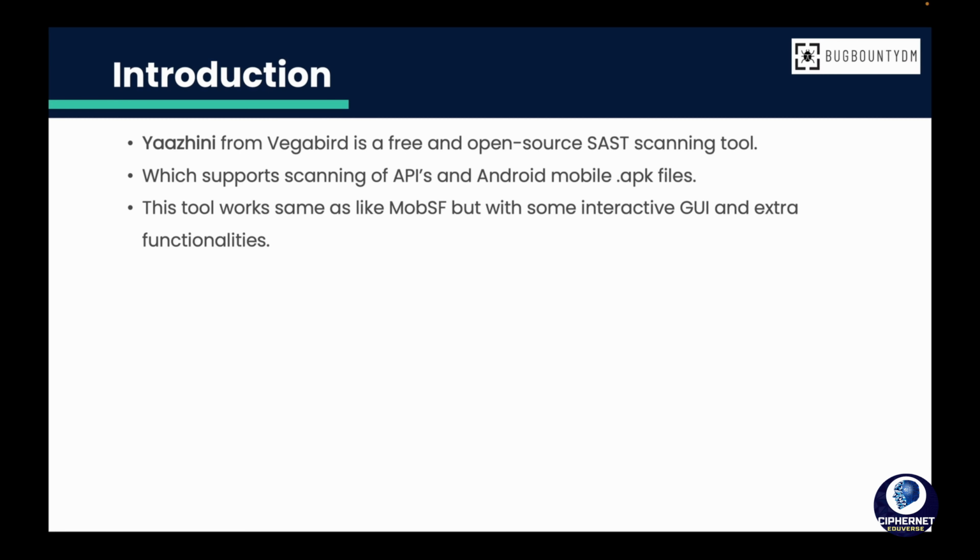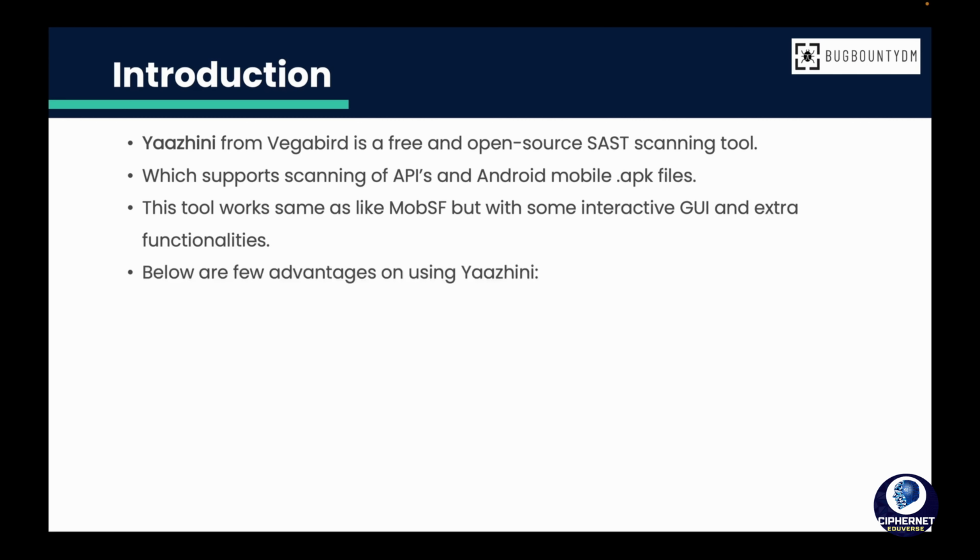This Yazini tool consists of an interactive GUI that you can install on your desktop and open in a single click. With MobSF, we need to set up all the dependencies on your desktop, and only then can you use the MobSF tool. But Yazini is different. You can download it on your desktop as you download any software on your system, install it, and run it any time you want. It also has some extra functionalities compared to MobSF.